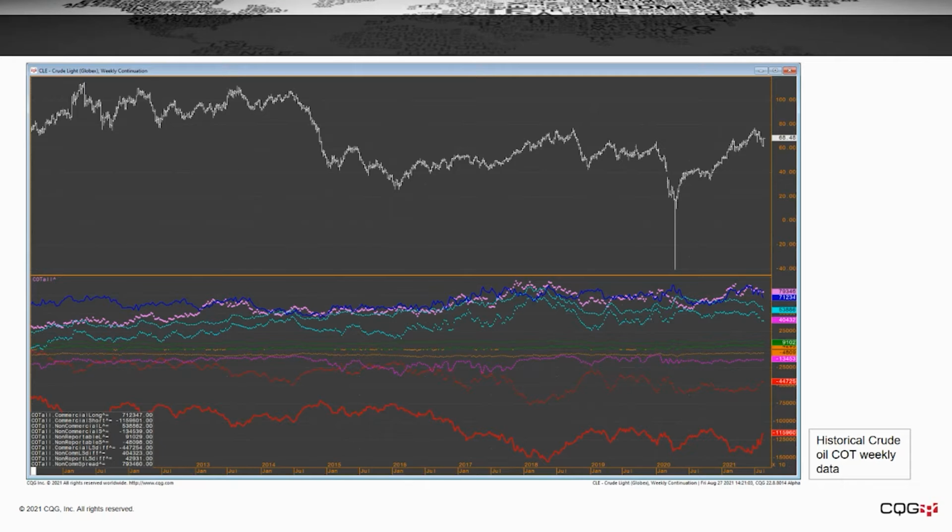What we can see here is the historical data for the commitment of traders, just to give us an idea of the relationship between the crude oil data and the commitment of traders data.